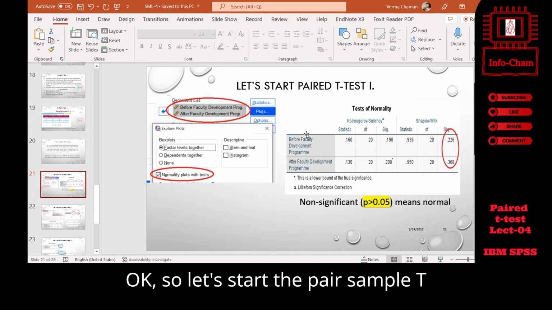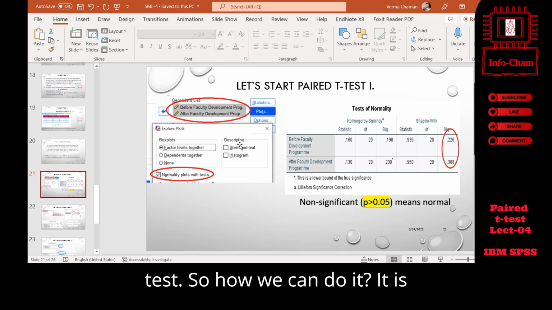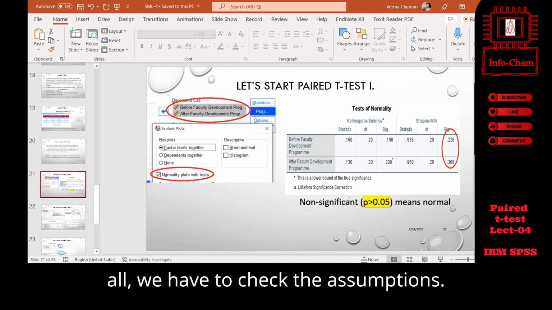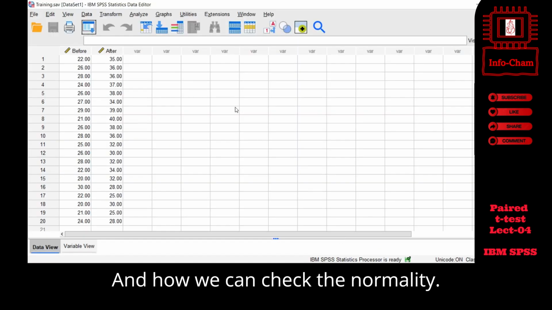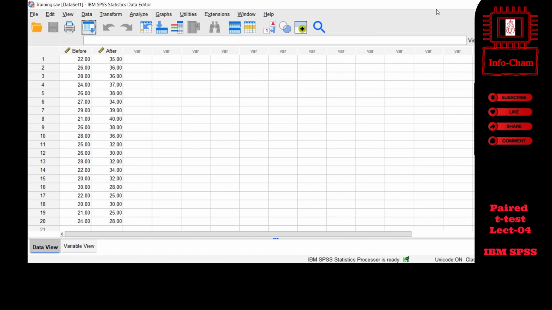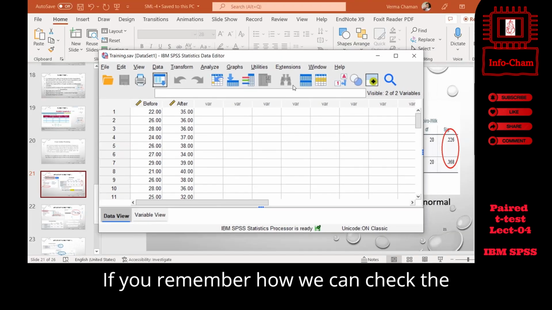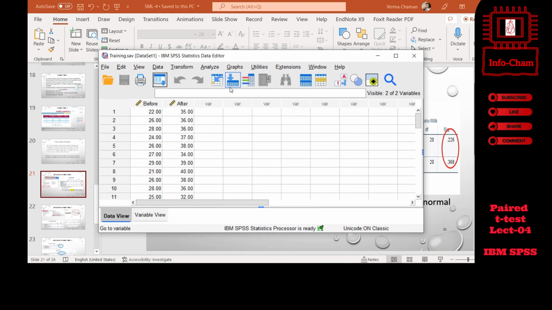Okay, so let's start the paired sample t-test. So how can we do it? It is important. First of all, we have to check the assumptions. Which assumptions? Normality, right? And how can we check the normality? If you remember, how can we check the normality?